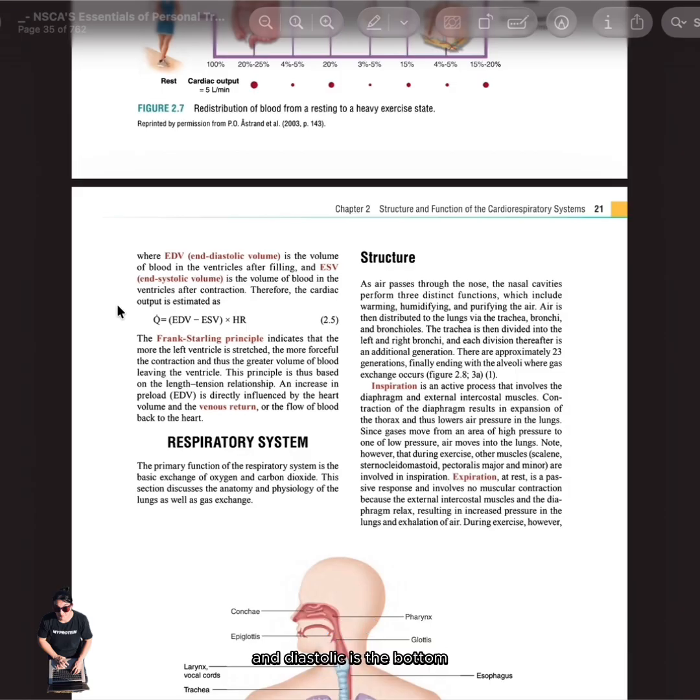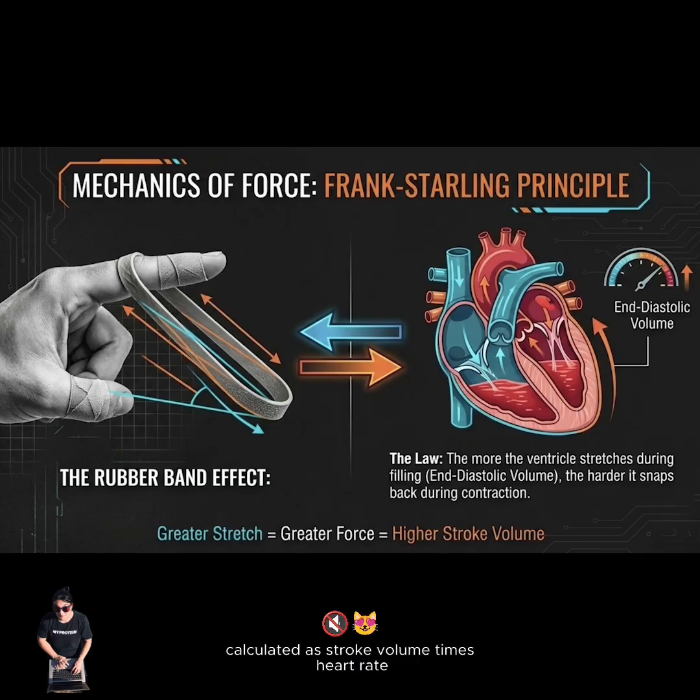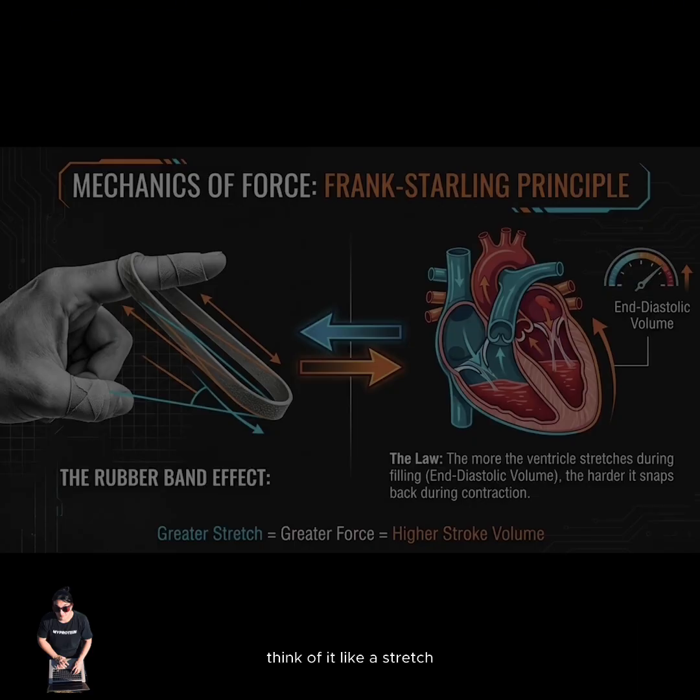That would be 80. So cardiac output is the amount of blood pumped per minute, calculated as stroke volume times heart rate. Starling's law or Starling's principle states, the more the left ventricle is stretched, the more forcefully it contracts, increasing the volume of blood ejected. Think of it like a stretch reflex.